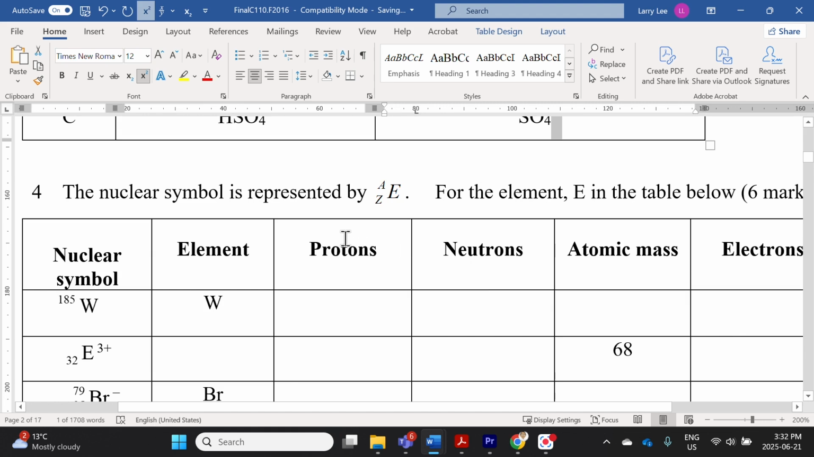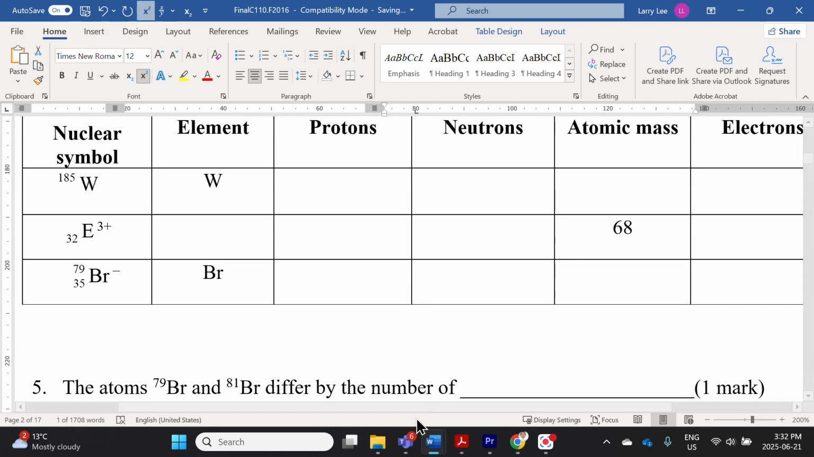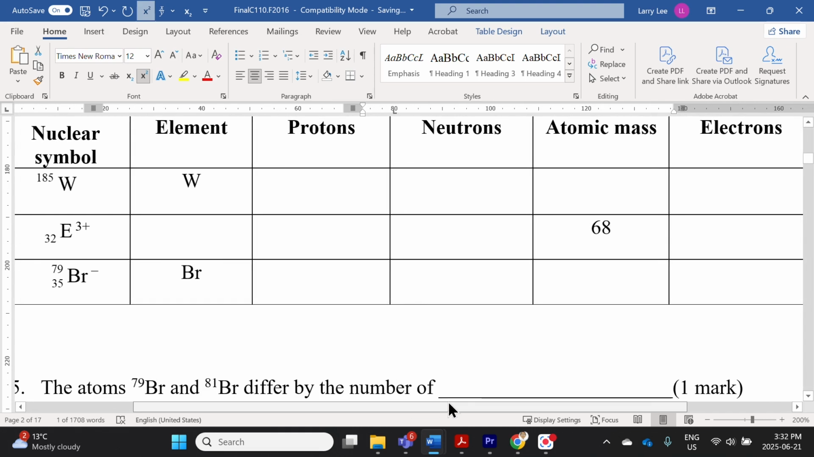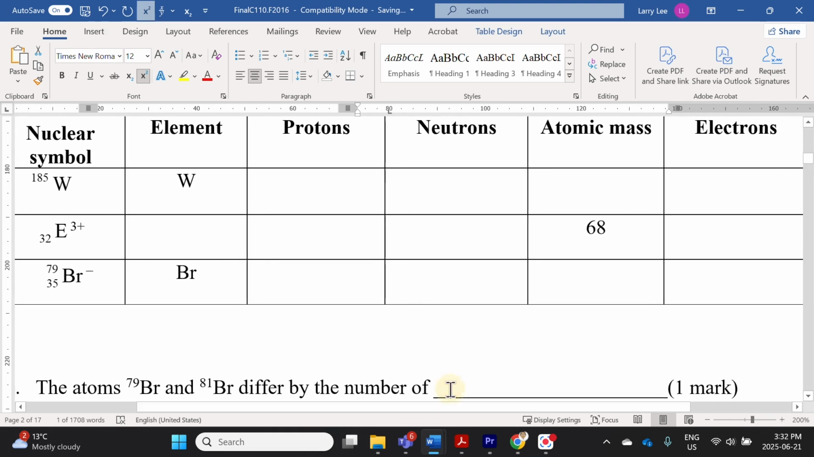Okay? The nuclear symbol is represented by A over Z. E is for the element. Z is the proton number that identifies the element, and A is the atomic mass. All these numbers in this table have to be whole numbers. So you need the periodic table. In the periodic table, this number might be a little bit different for tungsten. You need to check the periodic table.